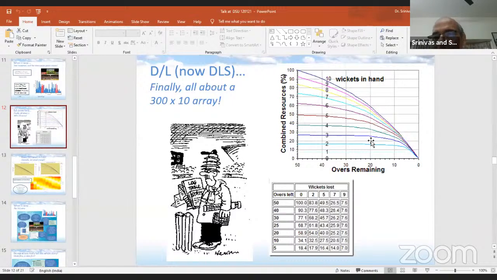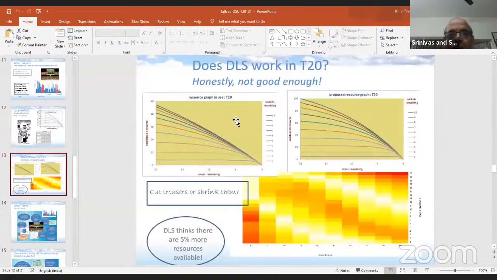Now one of the troubles with that line, if you can see my cursor, is that at the 5-over stage the lines are joining. That really means I don't care anymore about wickets and balls. All that matters is runs. Okay, so let me now go on. If you look at this graph on the left, that is the graph of 50 overs truncated to 30 overs.